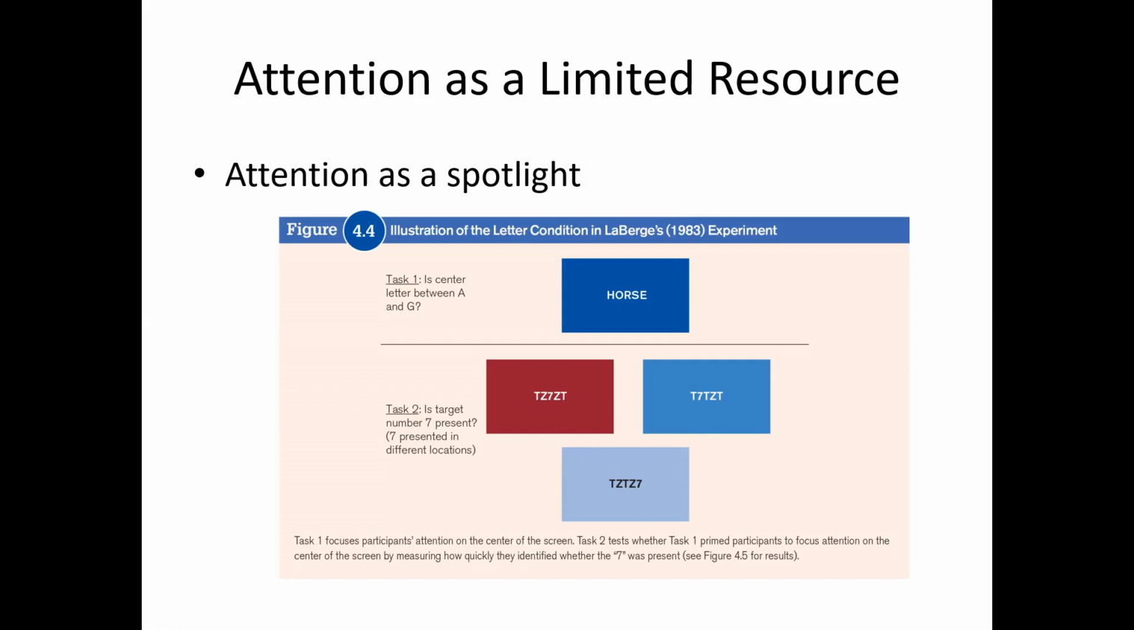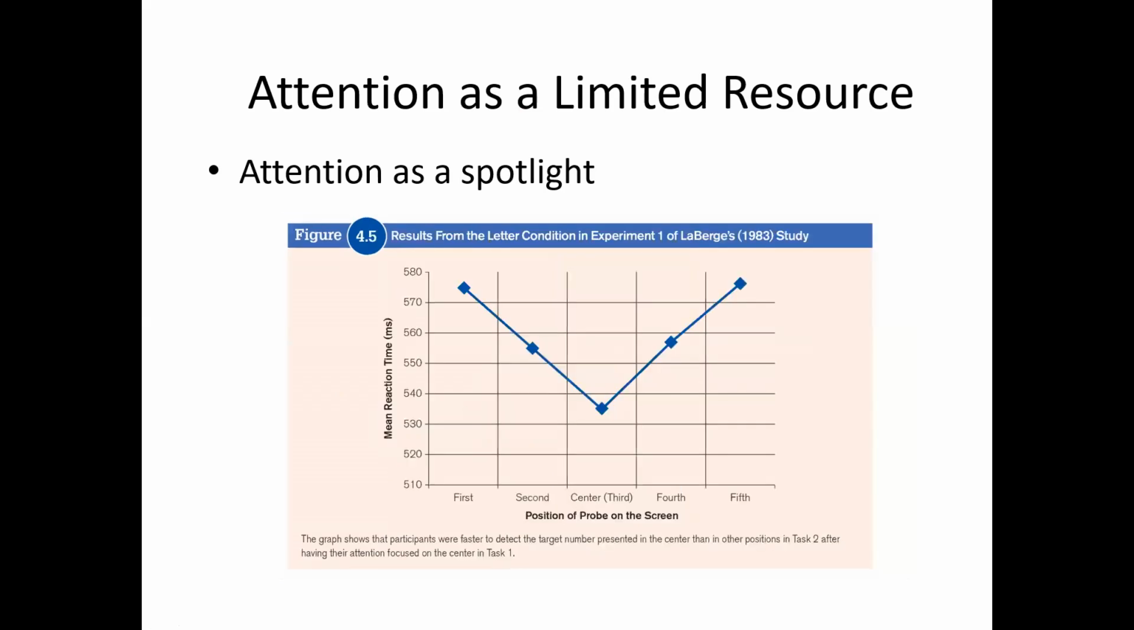And so in the second task, they ask, is target number 7 present? And they're much faster at getting it when the 7 is in the center here, as opposed to being slightly off or really far off from center. So task 1 ends up priming you for task 2 to focus your attention on the center of the screen by measuring how quickly you identify whether the 7 is present or not.